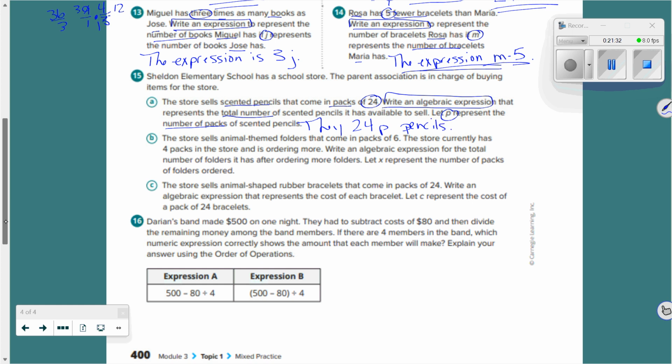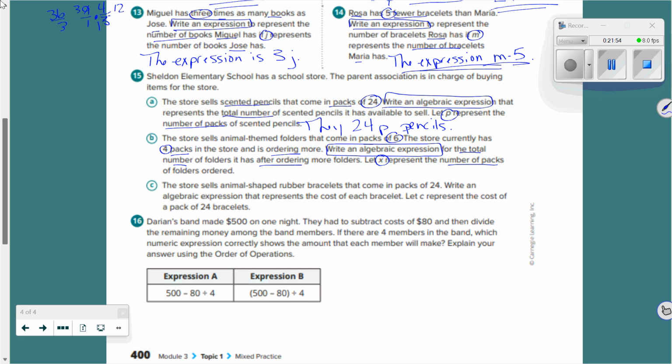Here you have a store that sells folders in packs of 6. The store currently has 4 packs on hand and is ordering more. Write an expression for the total number of folders it has after ordering more folders. Let x represent the number of packs of folders ordered.